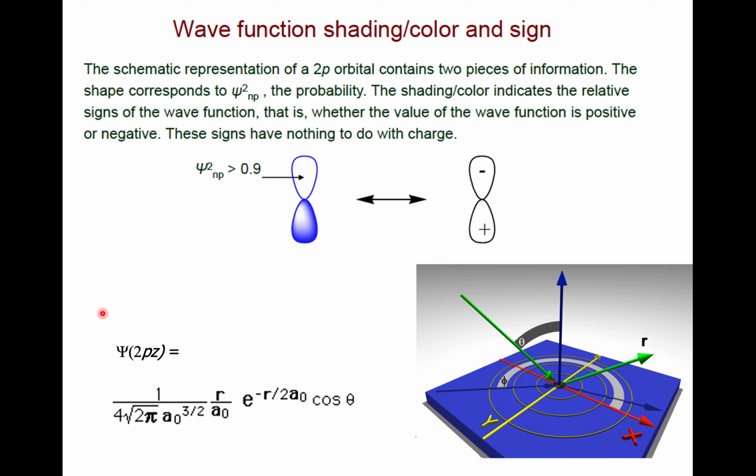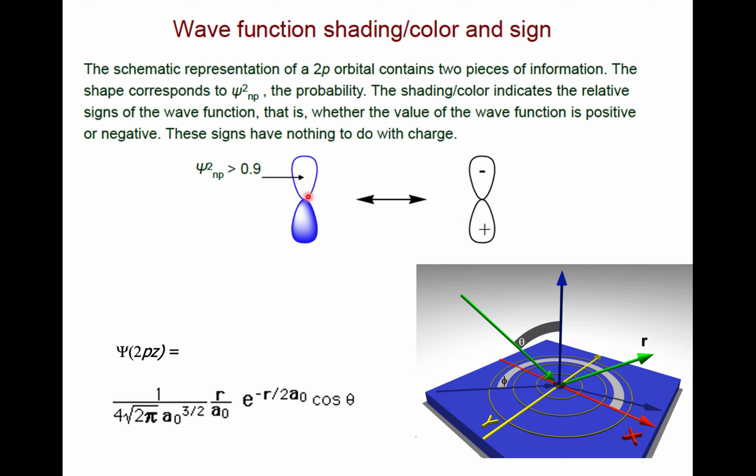I won't worry about this too much. I just want to mention this. This could be useful for you later in your career. The shape of the orbital is determined actually by the square of the wave function, and the square doesn't have any sign to it. When you square a positive number, it's positive. When you square a negative number, it also becomes positive. So the actual square itself doesn't have any negative or positive value to it.